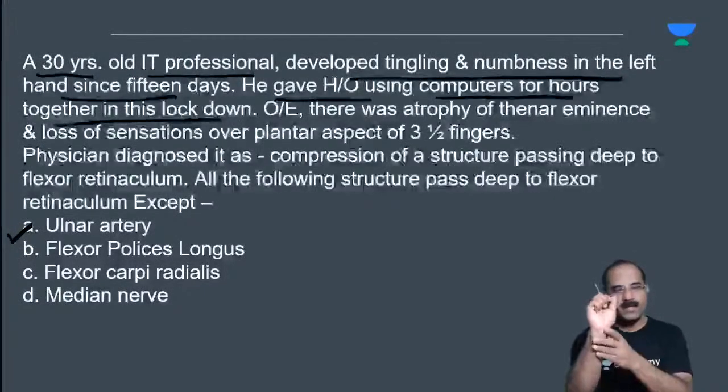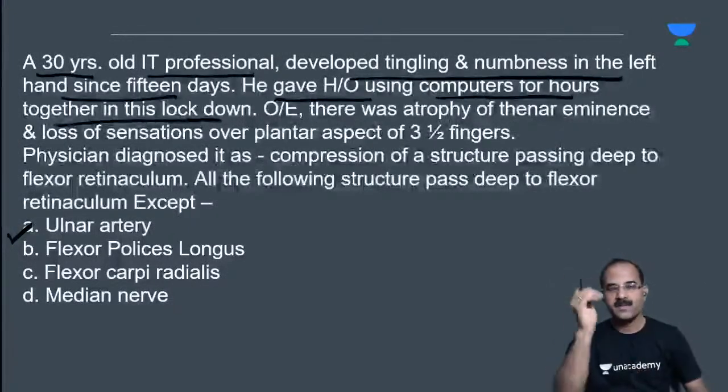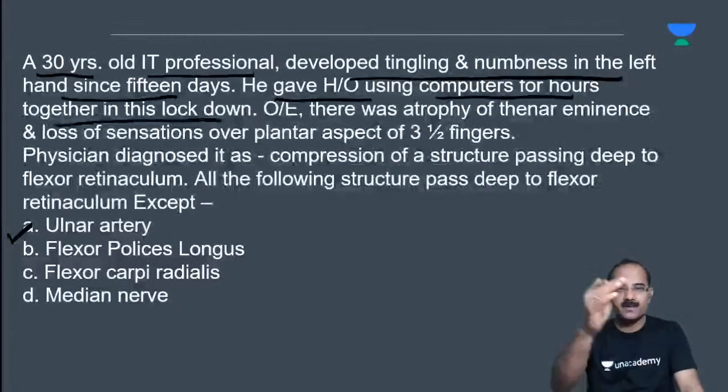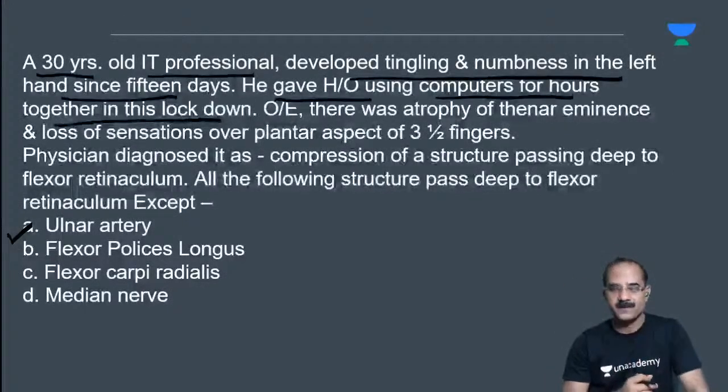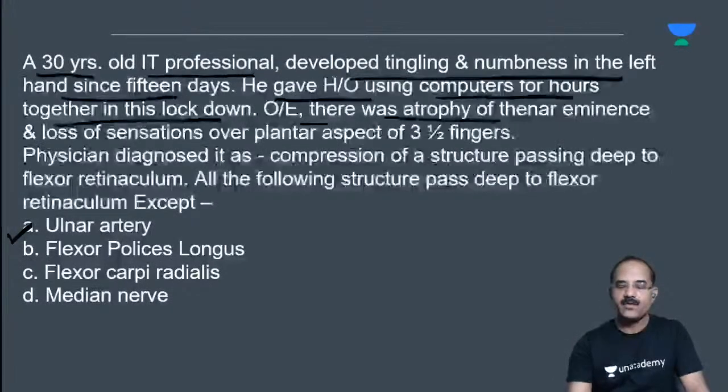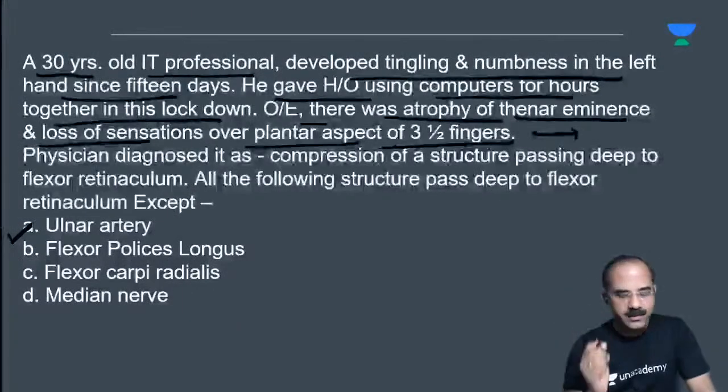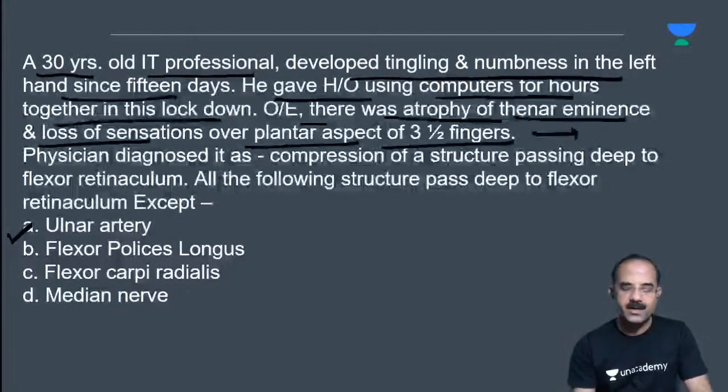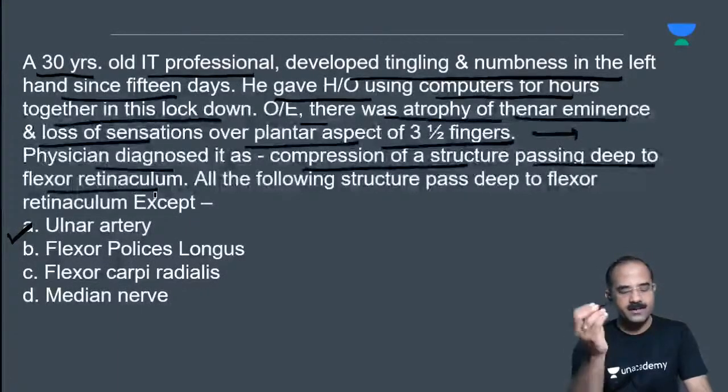So if you sit with the wrist at the edge of the table, there's a compression of the median nerve here. That's carpal tunnel syndrome, a very common condition seen in this lockdown period because of excessive use of computers. On examination, there's atrophy of the thenar eminence and loss of sensation on the palmar aspect of 3.5 fingers. So who's involved? The median nerve is involved. The physician diagnosed it as a compression of a structure passing deep to the flexor retinaculum. So that is the median nerve.